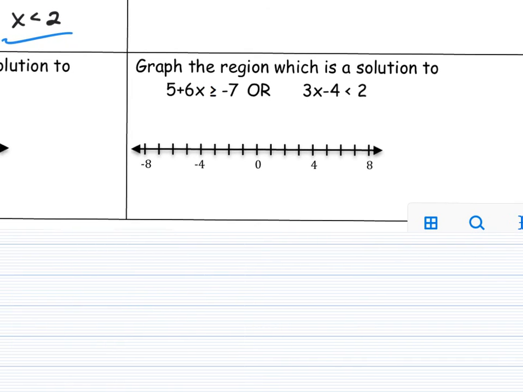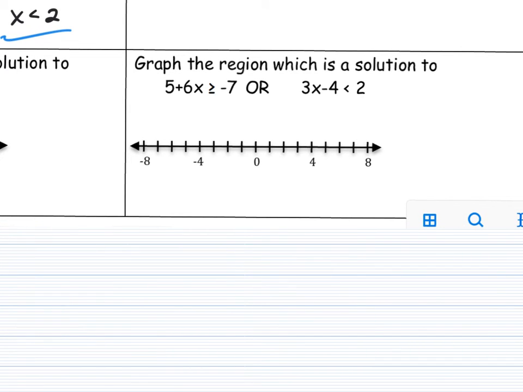If I'm looking at the OR region, that means that a value can be either greater than or equal to -2, or it can be less than or equal to 2. So it can be in any of these regions. So I'm looking at one or the other. Basically, I'm looking at everything on this number line. Because if it's anywhere, it's meeting one of those criteria.